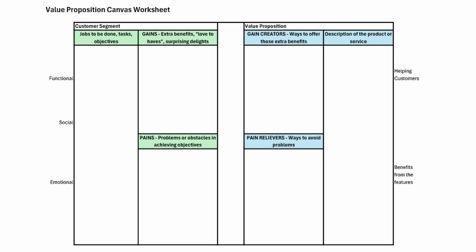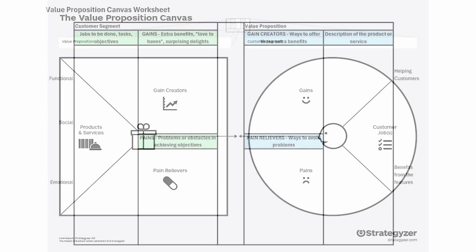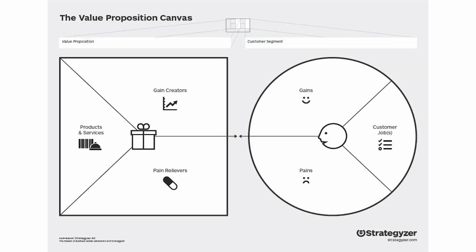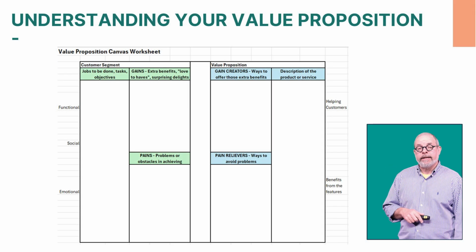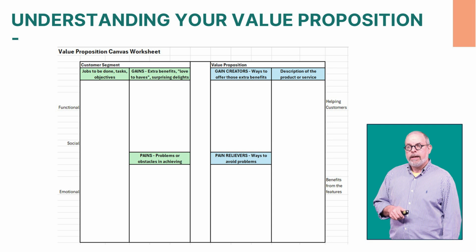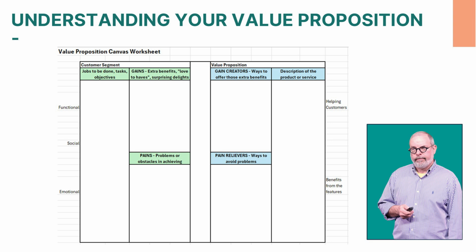This is just an easy worksheet to help you list cleanly the aspects that you will need to fill out your value proposition canvas. The value proposition canvas looks like this. So, how do you understand your value proposition? On the one side, you've got your customer segment. On the other, you've got your value map, or how you start to talk about your value proposition.